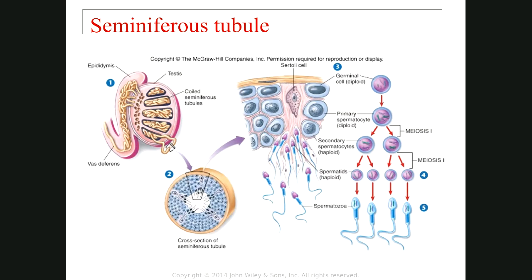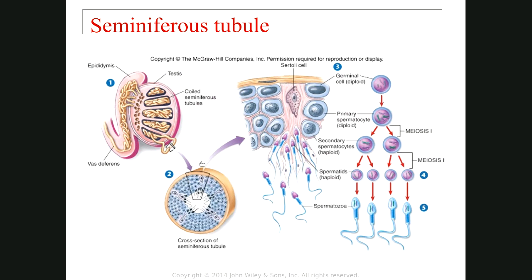Now look at this picture. In this picture, you have the testes first. This part, which is thicker, is the mediastinum of the testis. I told you that from the mediastinum, we have some septa which come out and make testicular lobules. And in each lobule, you have seminiferous tubules.